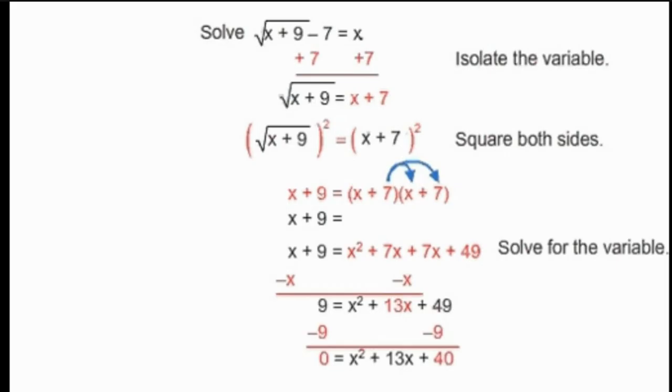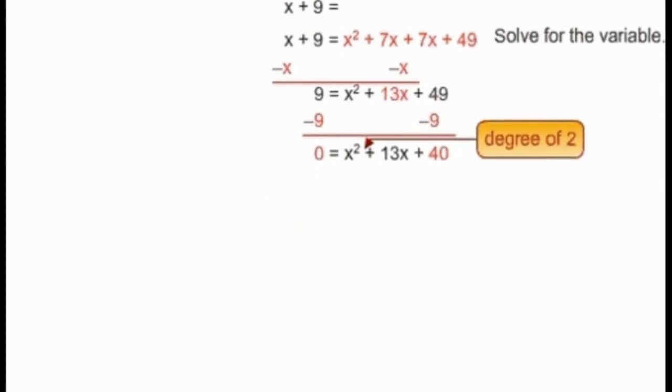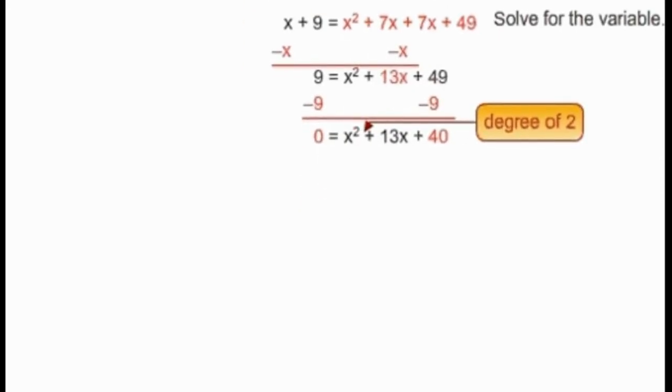This is the standard form of a quadratic equation: ax squared plus bx plus c equals 0, where a and b are the coefficients on the variables and c is the constant. A quadratic equation is an equation with a degree of 2. The degree of the equation will tell you how many solutions there are. But how do you find those solutions? One way is by factoring.